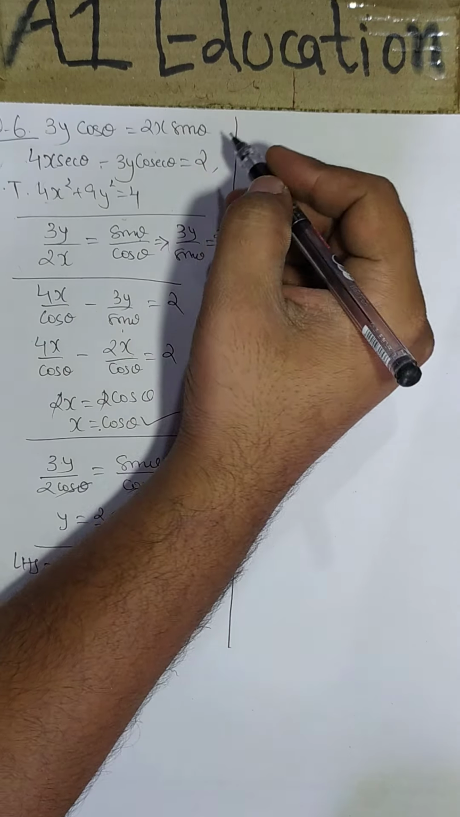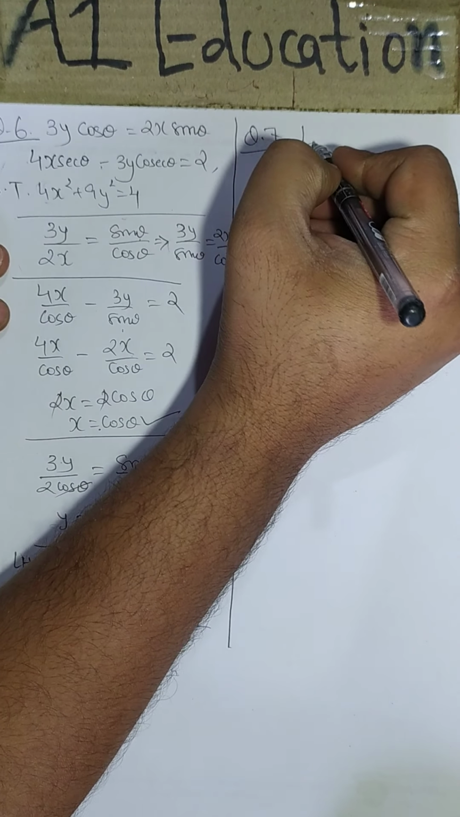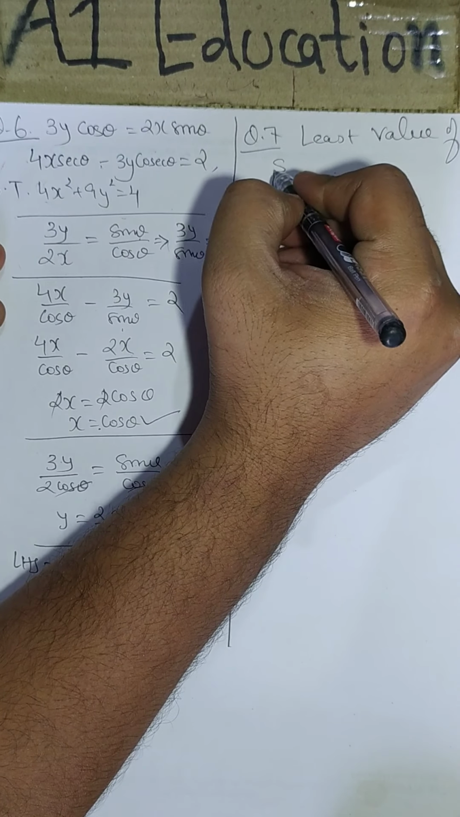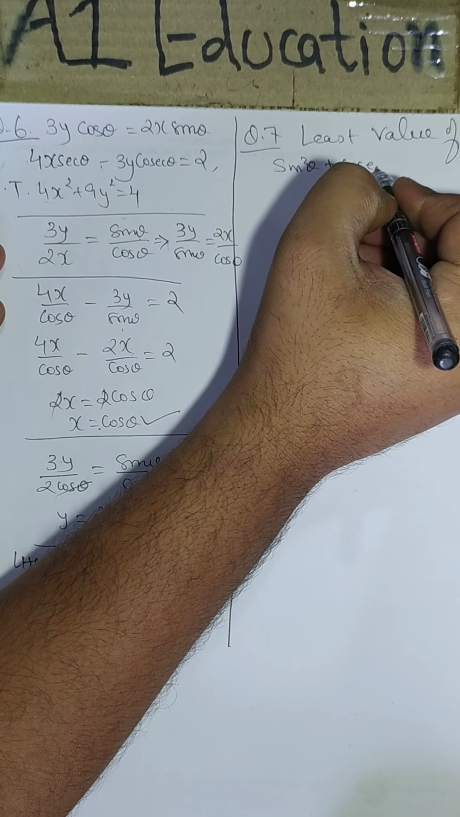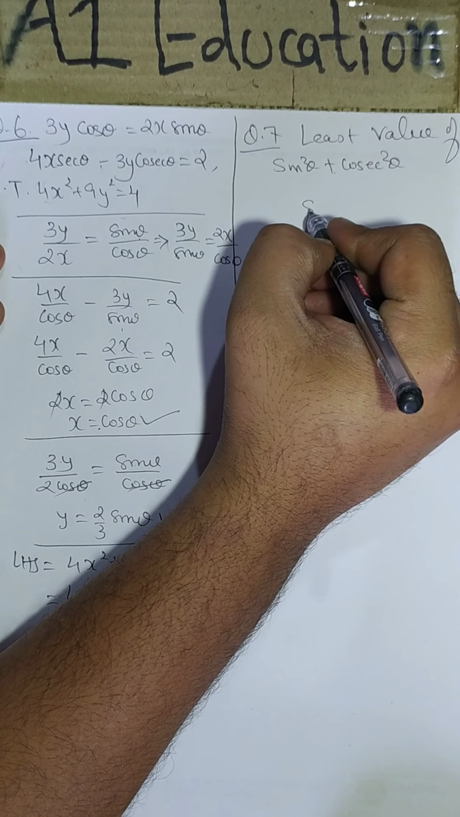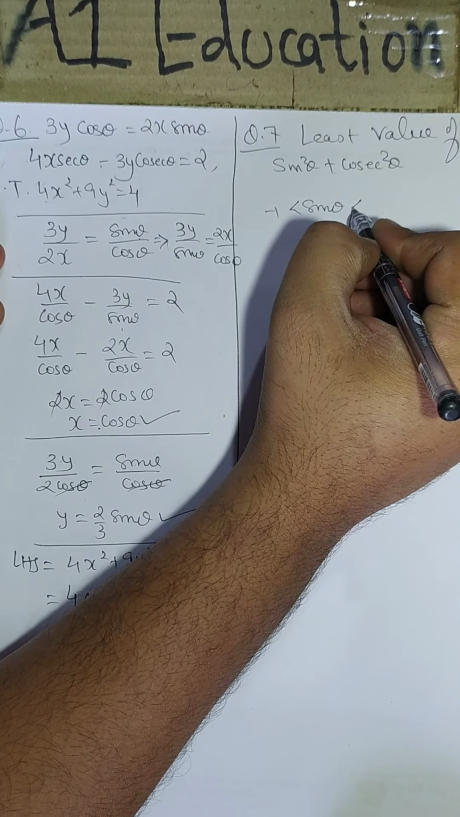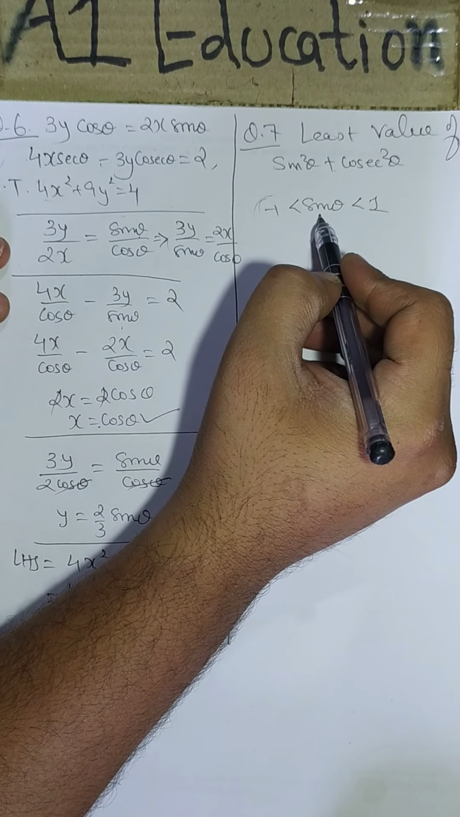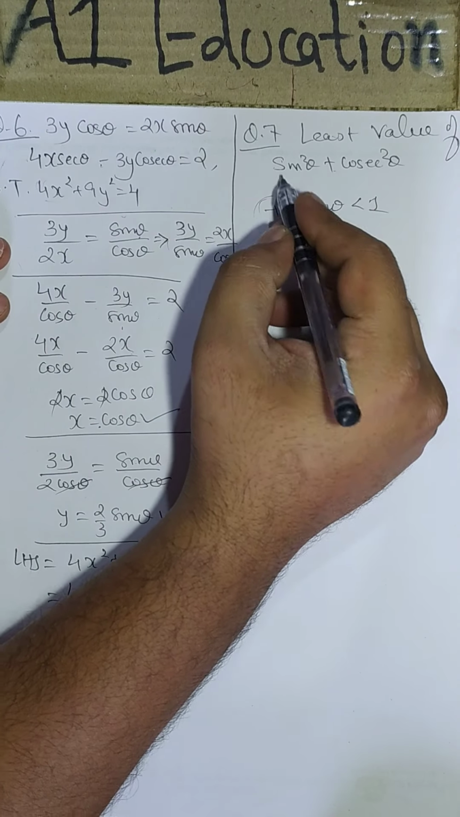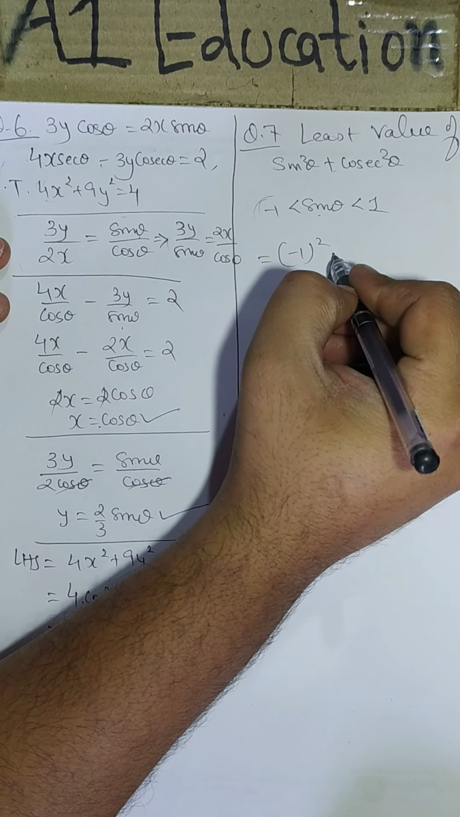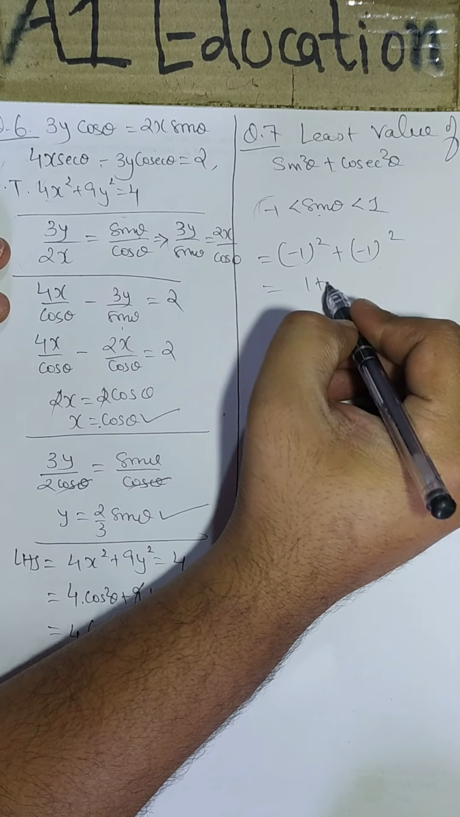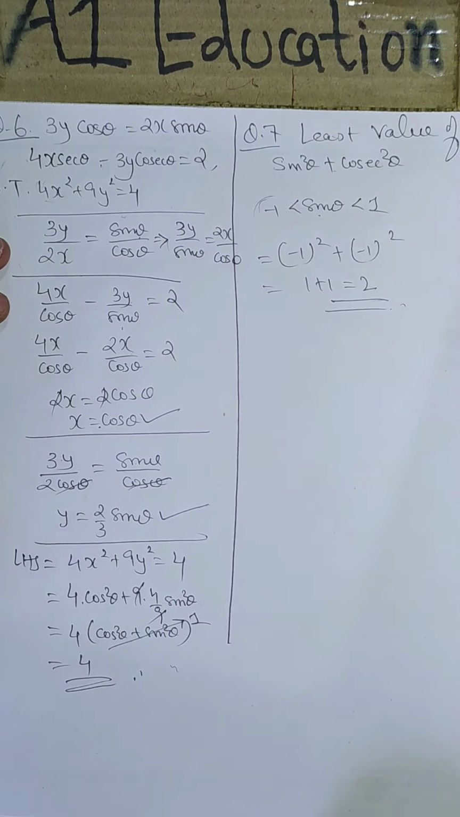Next question we have is, find the least value of sin square theta plus cosec square theta. Again, that is a very simple question. We know that for sin theta, the range is greater than or equal to -1 and less than or equal to 1. So we want the least value. So let us take the least value of sin theta. So the least value of sin theta is -1, its square. For cosec also the least value is -1, its square. This becomes 1 plus 1 equal to 2. So 2 will be the least value for this question.